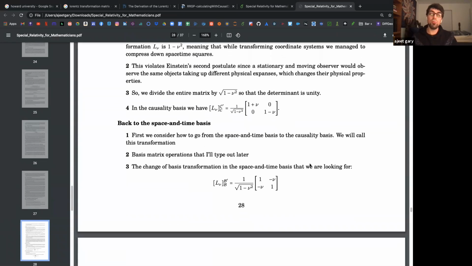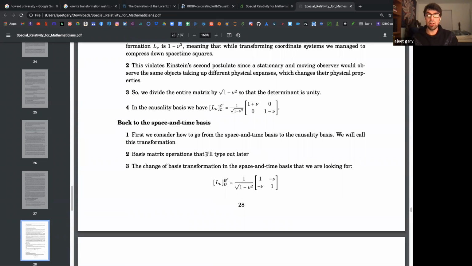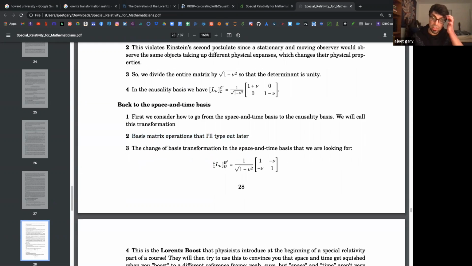Okay, now let's move back to the space and time basis. I'll type this out later. The exact transformation is super simple. Just going from the 1 0 0 1 basis to the 1 1 1 negative 1 basis. I'm sure you probably literally did that calculation at some point in a linear algebra class. But anyway, this is what the Lorentz transformation looks like in the space and time basis, so from B to B prime. It looks pretty similar actually, but it's a little different here.